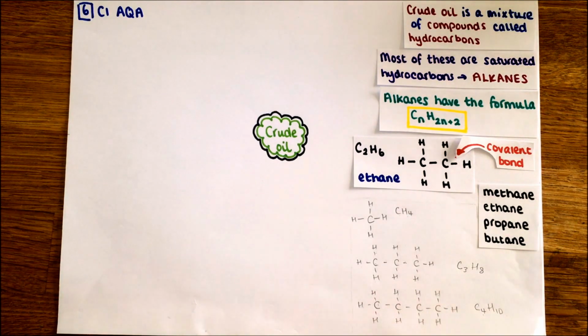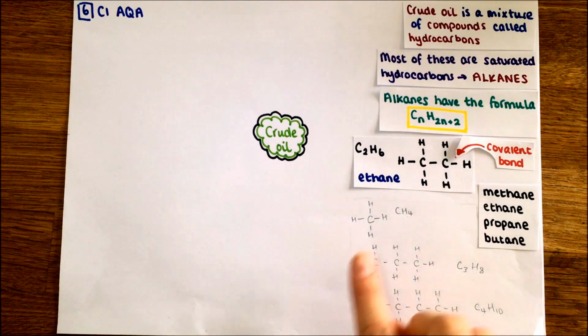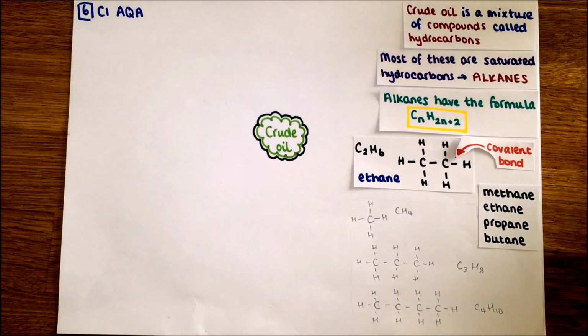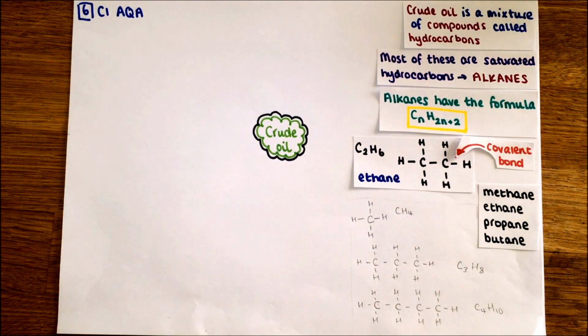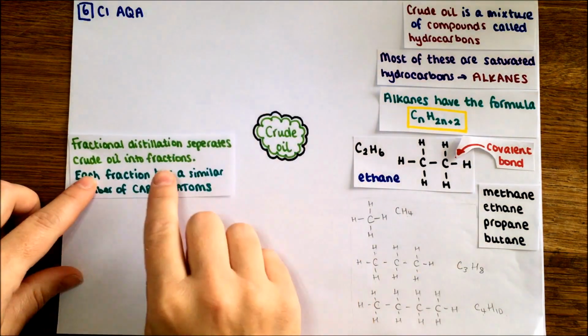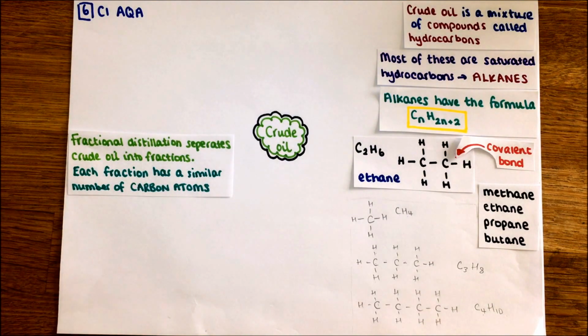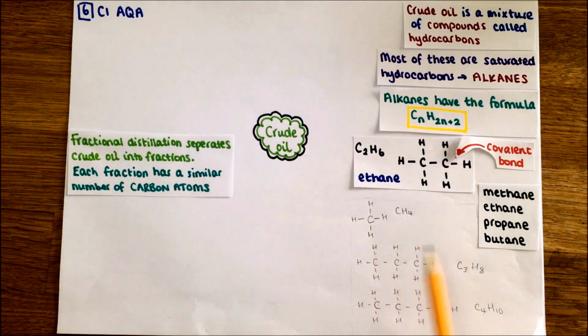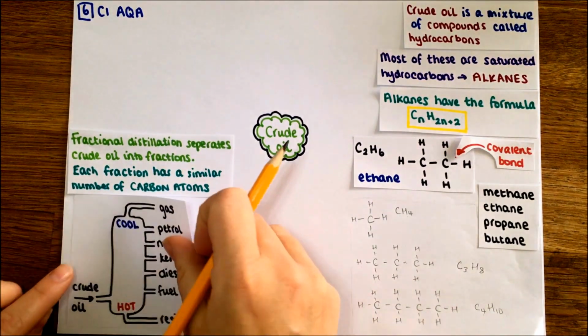Okay, so we know that crude oil is full of a mixture of these hydrocarbons, which are primarily alkanes. But we need to separate that mixture of crude oil to get useful products out of it, because crude oil itself is not particularly helpful. To do that we can use something called fractional distillation, and that separates crude oil into fractions, and each fraction contains a similar number of carbon atoms.